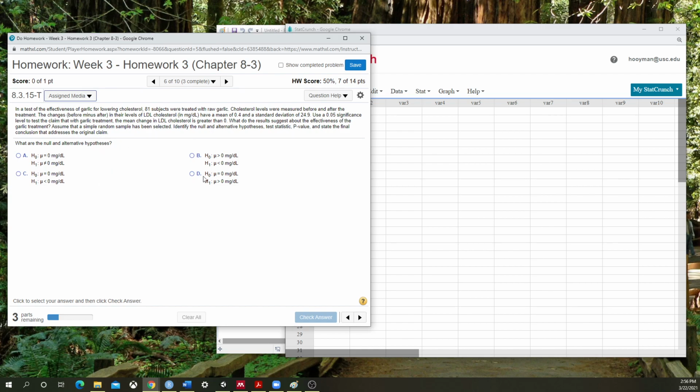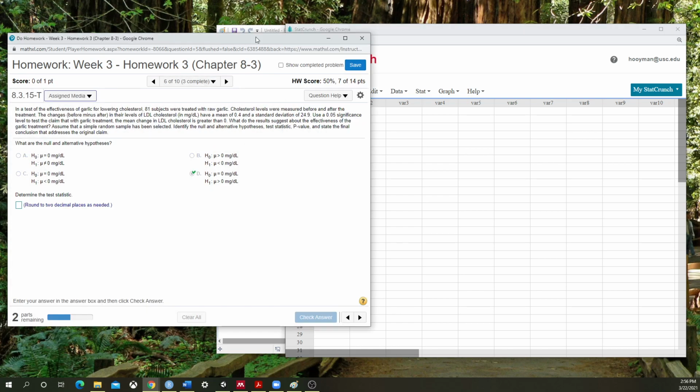Okay, so again, I know that this is not the right one because it doesn't have an equal sign where the null hypothesis is. So I'm going to pick between A, C, and D. So I'm just going to try and find the claim really quickly. The significance level test to claim that with garlic treatment, the mean change in LDL cholesterol is greater than zero. Greater than zero. Okay, so it's D. Well done. Okay, determine the test statistic.